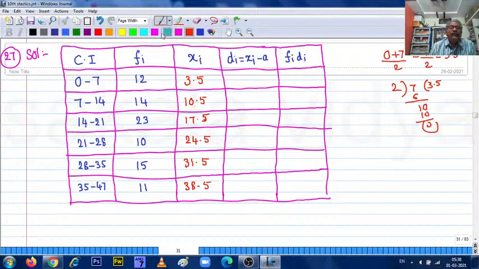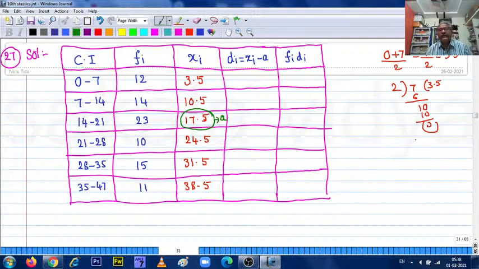Now you need to choose a. You count it, 1 2 3 4 5 6, so the middle one you select. So let us take 17.5 or 24.5 as a. For example, you take this as a.